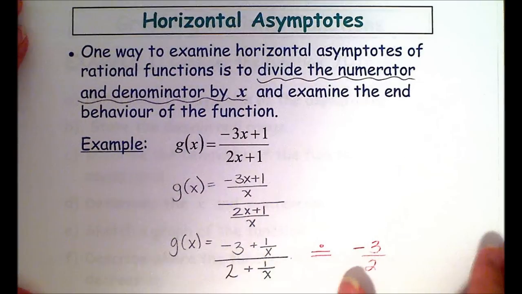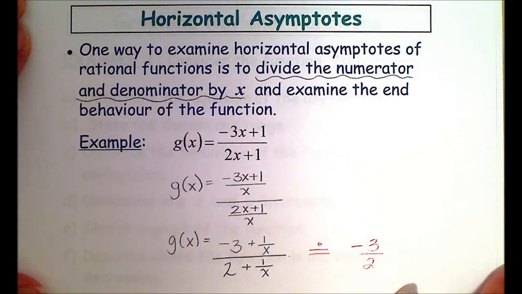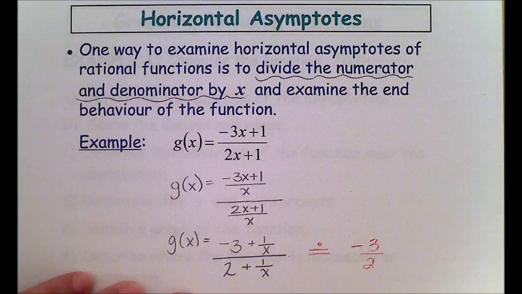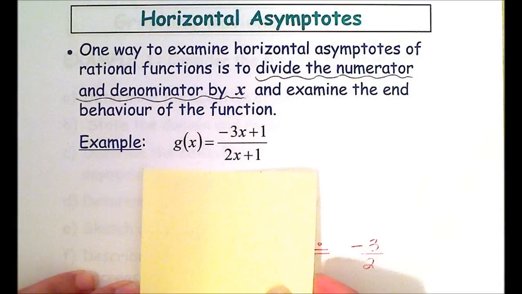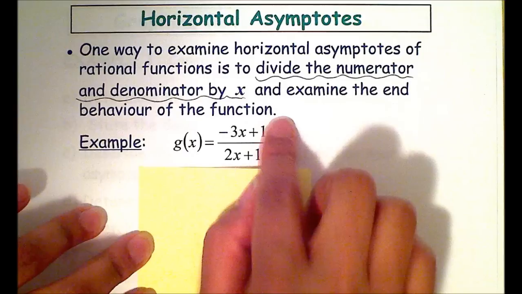And so one way to examine these horizontal asymptotes is to divide the numerator and denominator by x and then examine the end behavior of the function as a result. Okay, so let's say you have a function like g(x) = (-3x + 1)/(2x + 1). So you have a linear function over a linear function.